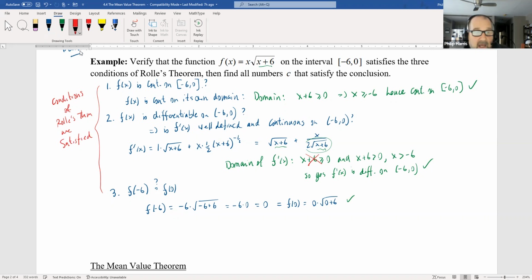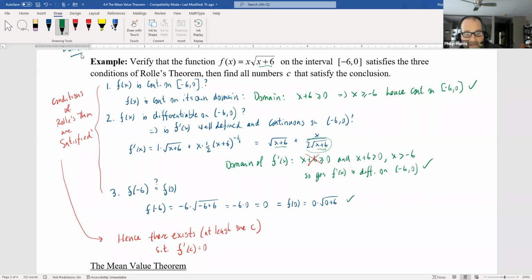This means that the conclusion from Rolle's theorem must be true. So we can say, hence, there exists at least one C such that f prime of C equals 0. So this is the conclusion. Lastly, we're being asked to find this number C. The theorem doesn't tell us, but I simply need to solve that equation.